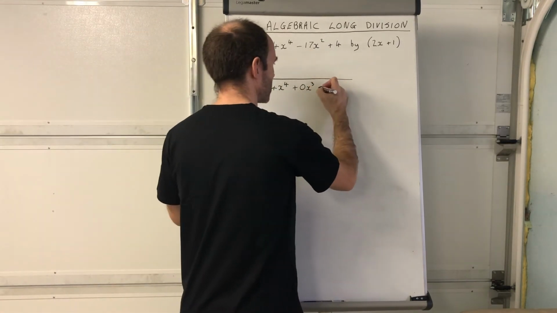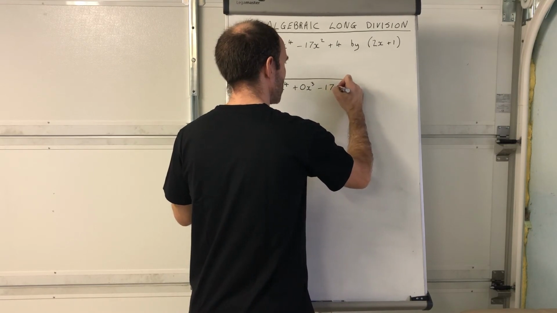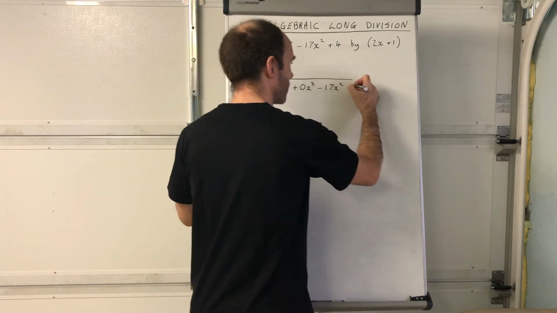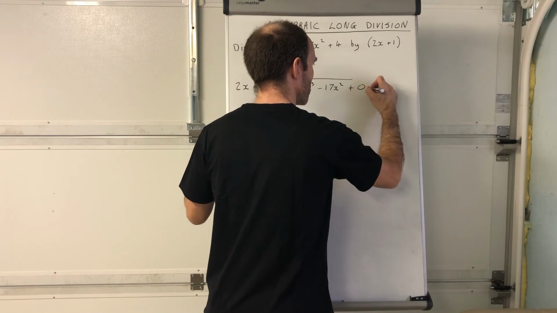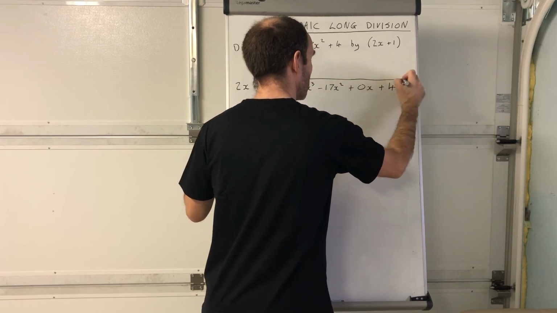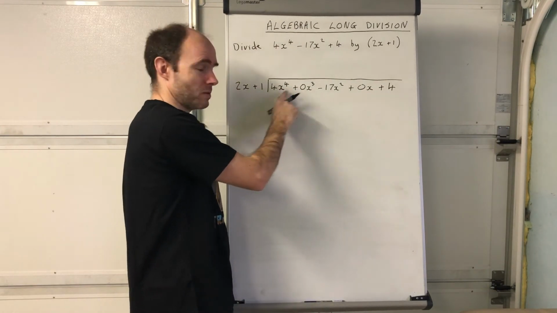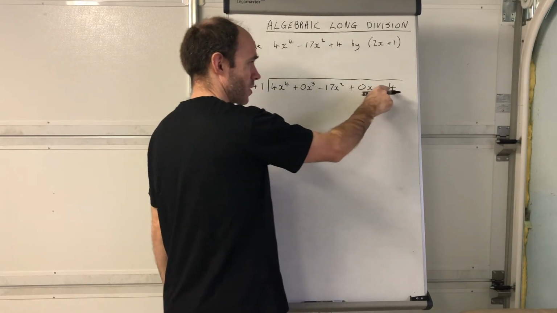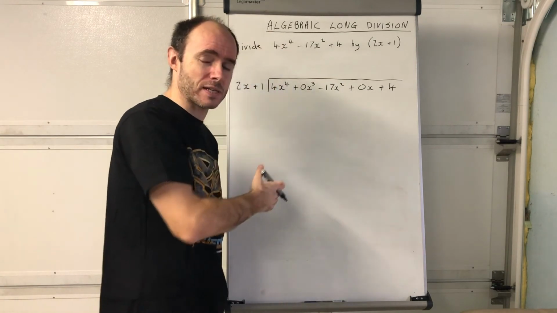And then we put in this subtract 17x squared. There's a linear term missing, so we'll fill it in like this, plus 0x, and then we'll put in the plus 4. Now we're ready to go, you see, because now we've got power 4 terms, power 3, power 2, power 1, and the constant term. We can line the powers up nicely and do the subtraction.